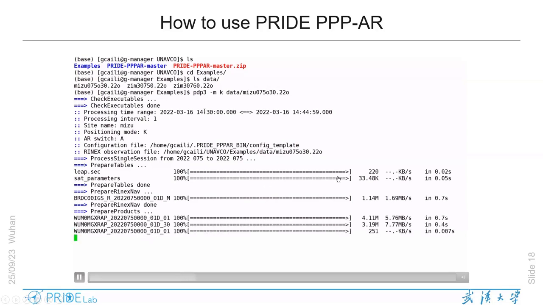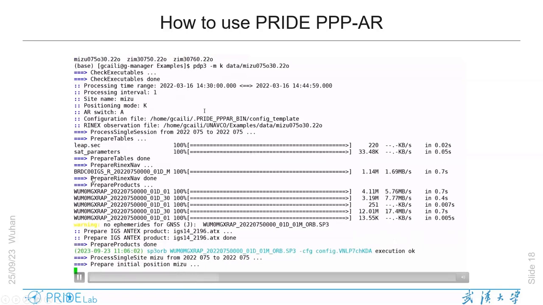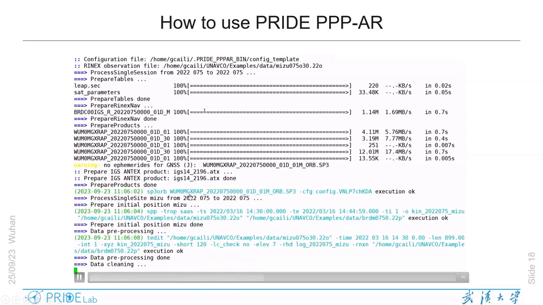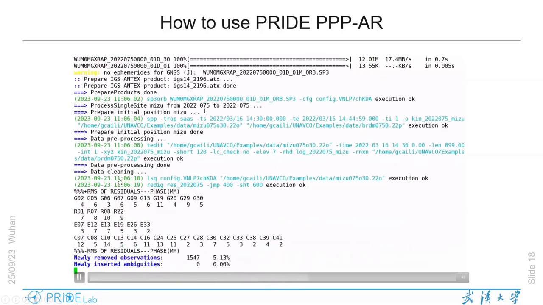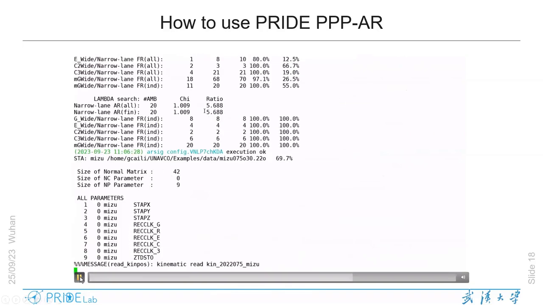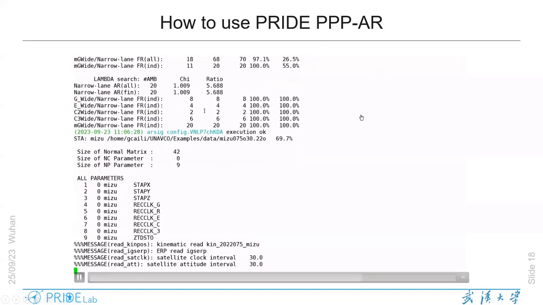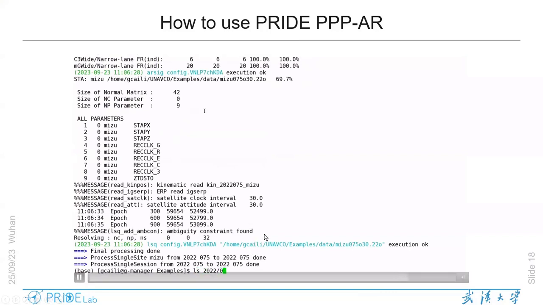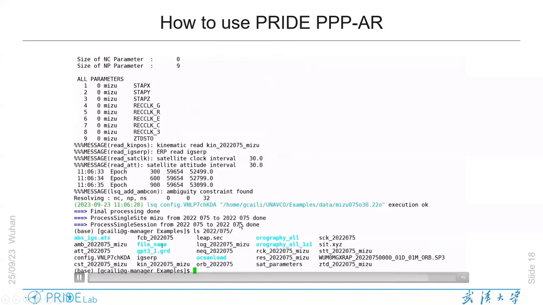Then it will download the files we need from the server, the broadcast file and the precise products. Then it goes through the normal processing flow and enters the data cleaning process. We can see some satellite names and numbers which show the average residuals in millimeters of their corresponding phase observations. And after showing some information of the ambiguity resolution, the program will finish its running quickly. Then we open the result files named after year and day of year, and we can find the kin file that we want.